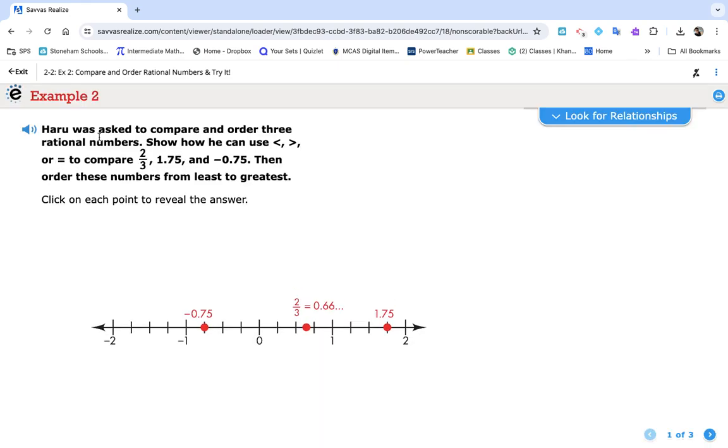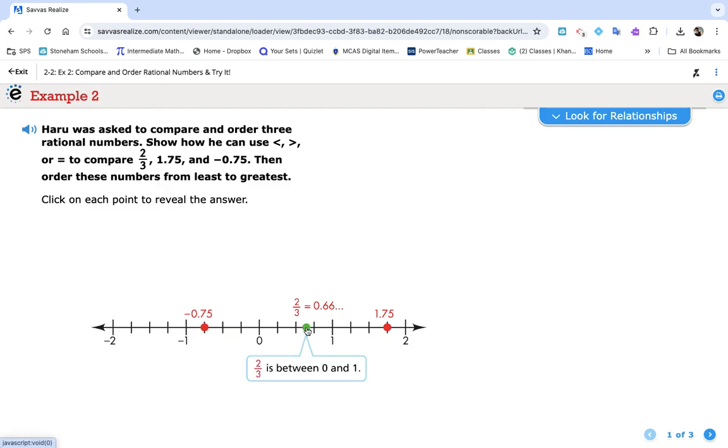So, Haru was asked to compare and order three rational numbers, and show how we could use these inequality symbols to compare 2/3, 1.75, and negative 0.75. Then order these numbers from least to greatest. So here, we're going to click each point. For instance, negative 0.75 is a negative number, so it will be the furthest to the left on the number line here.